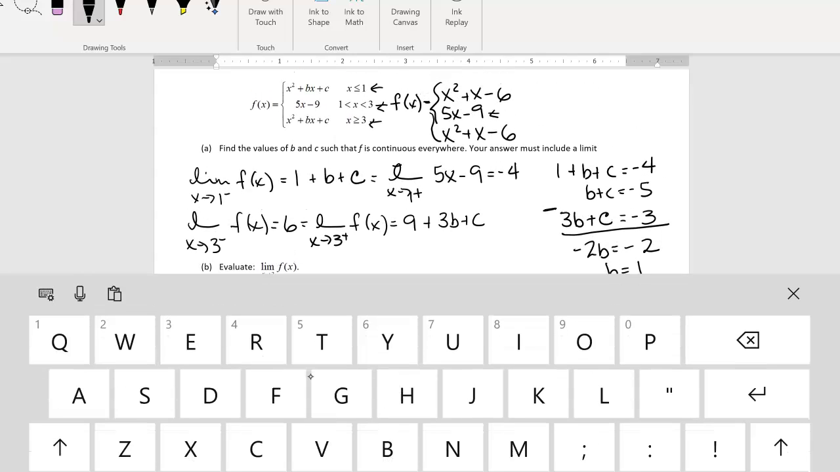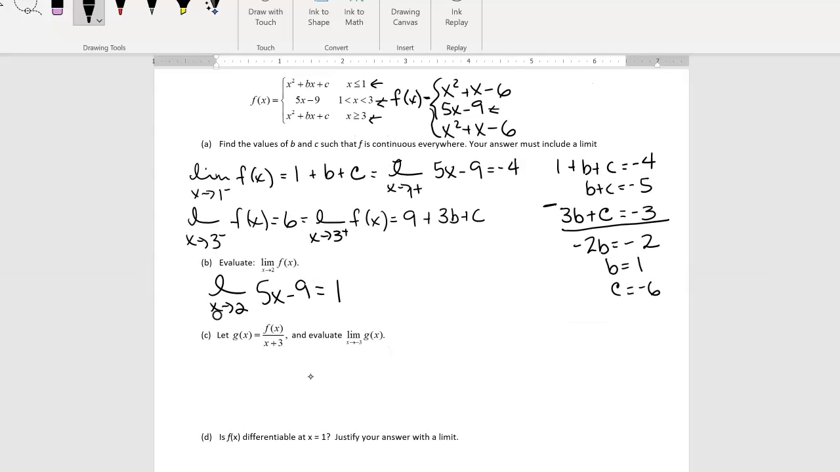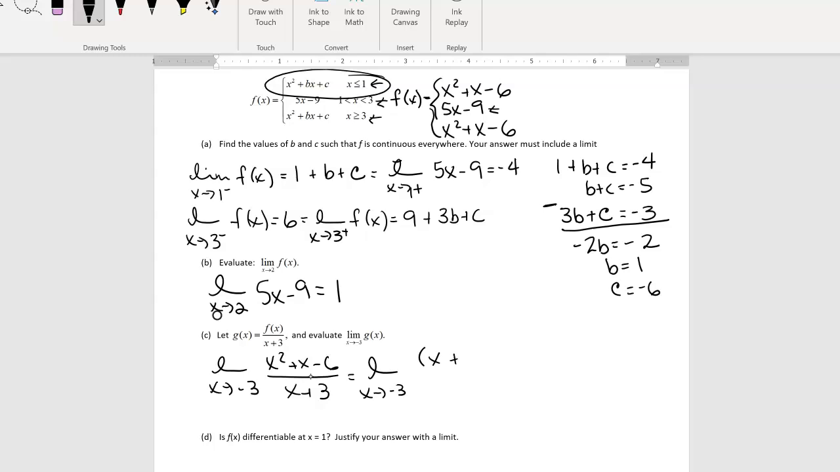And so we're looking as x approaches negative 3. And that's this piece right here. X approaches negative 3, that would be when x is less than or equal to 1. And so I'm going to take my limit as x approaches negative 3 of x squared plus x minus 6 over x plus 3. I'm going to factor the numerator into x plus 3, x minus 2. And then as I plug in negative 3, I get my answer to be negative 5.